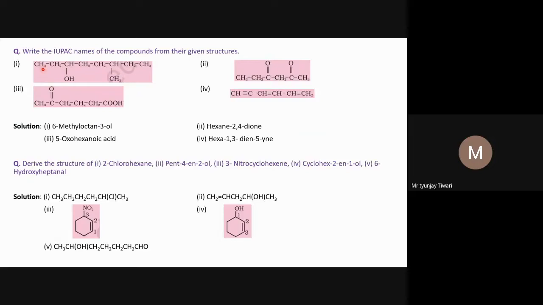So the numbering will start from this side: 1, 2, 3, 4, 5, 6, 7, 8. So the principal chain contains 8 carbon atoms, and at the sixth carbon atom there is one branch, one methyl group. So we will write 6-methyl, and this is octanol. So octane-3-ol. This is the name of this compound: 6-methyloctane-3-ol.